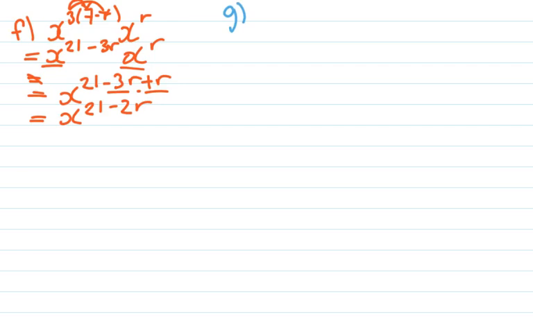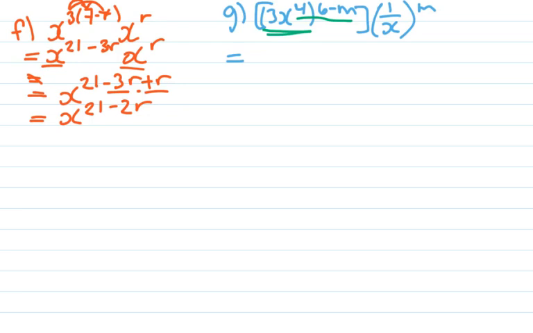And then G, 3x to the power of 4, all to the power of 6 minus m times 1 over x, all to the power of m. Okay, so I'm just going to start by simplifying these exponents here. So you have to remember that when you have a bracket, then this exponent applies to each term inside the bracket.